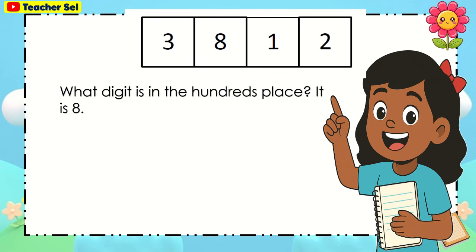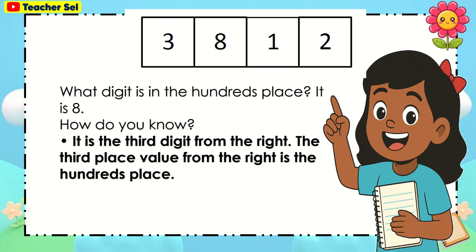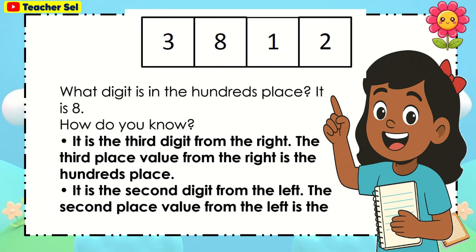What digit is in the hundreds place? It is 8. How do you know? It is the third digit from the right. The third place value from the right is the hundreds place. It is the second digit from the left. The second place value from the left is the hundreds place.